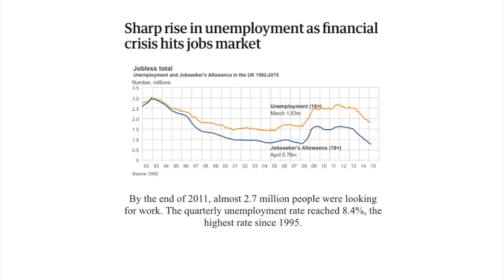So if we have a look at, for example, around 08, 09 where it really hit the UK, we see a sudden rise in unemployment. And therefore, there was a rise in the onflow of the claimant count with more people seeking jobs. And by the end of 2011, almost 2.7 million people in the UK were looking for work, and the quarterly unemployment rate reached 8.4%, which was the highest since 1995.